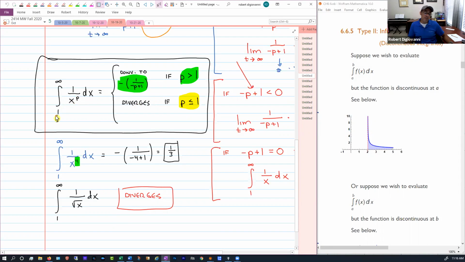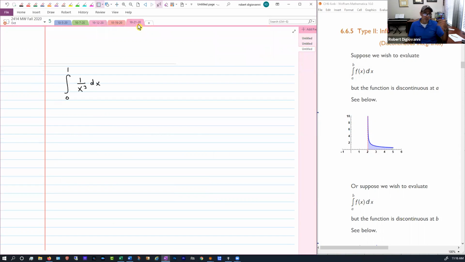Now that's from 1 to infinity, so that's a type 1. We're not talking about that, but I'm asking you what you think. To the right, if we go from 1 to infinity on this one, it's going to converge. What do you think is going to happen if we go to the left of 1 towards 0? Do you think it's going to converge or diverge? Think it's going to diverge? Think it's going to do the opposite?